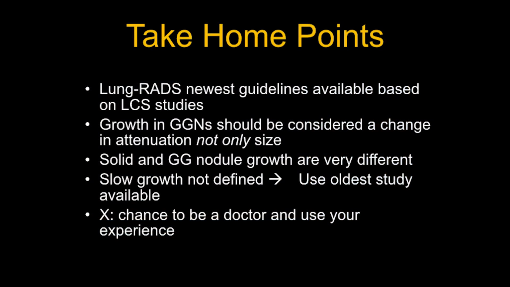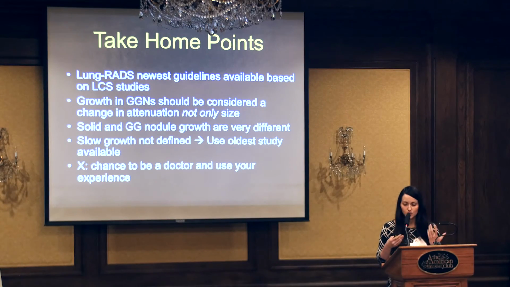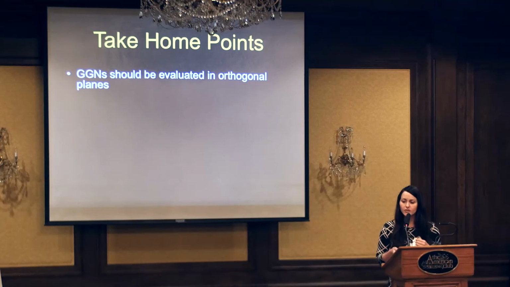So, take-home points. Lung-RADS should be used, not Fleischner. The growth of a ground-glass nodule should also be a change in attenuation, not only size. Solid and ground-glass nodules behave differently. They don't grow the same. So try to go back as far as you can whenever you have something ground-glass. X is your chance to change your recommendations and be a doctor. You don't really strictly have to follow Lung-RADS. If it doesn't make sense, you can do different things.